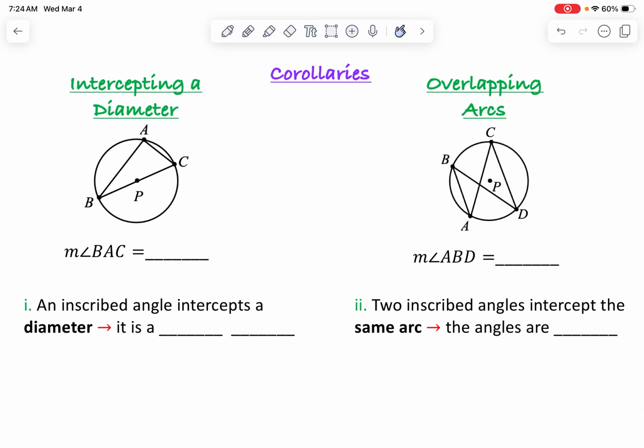Okay, now there's a couple of things that come directly from that, and they're called corollaries. So here is an angle. You'll notice that it intersects a diameter. So now if it intersects a diameter, you know that that means halfway across the circle, so that's 180 degrees. So that means that this angle right here would be half of that, right? 90 degrees. So whenever you have an inscribed angle intercepting a diameter, it's always going to be 90 degrees, because that's half of 180, and we know that a diameter is 180.